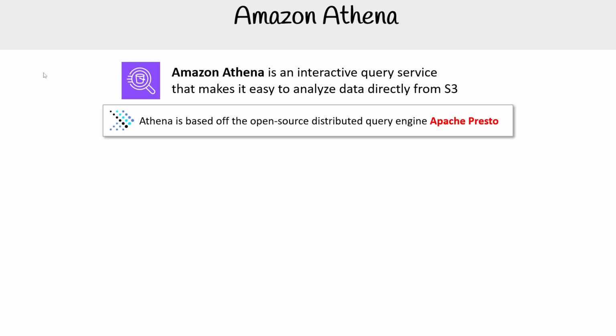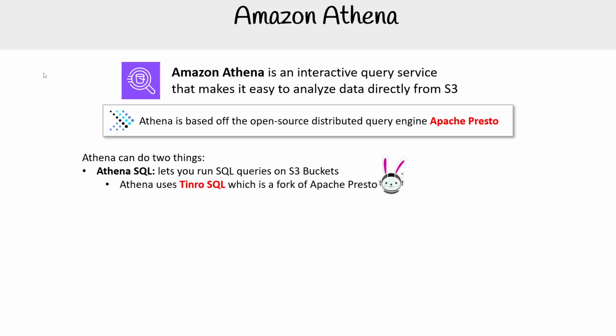Athena is based off the open source distributed query engine Apache Presto, which technically is true, but when this first came out, as far as I understood, it was based off of Presto, but now I understand it's based off a fork of Presto. So Athena can do two things. It has Athena SQL, which lets you run SQL queries on an S3 bucket. Athena uses 10-row SQL. I have no idea if that's the proper way to pronounce it, but that's the name of it, which is a fork of Apache Presto. And that bunny is the logo for 10-row.